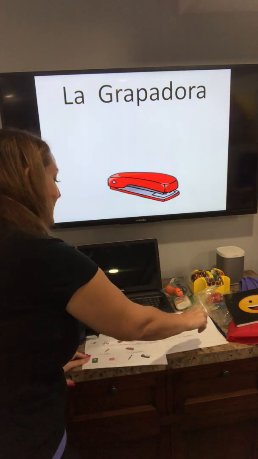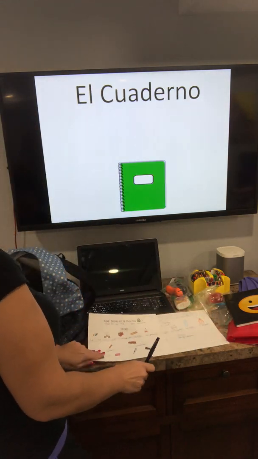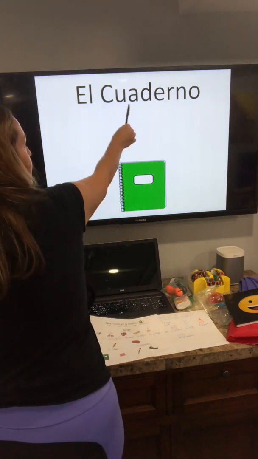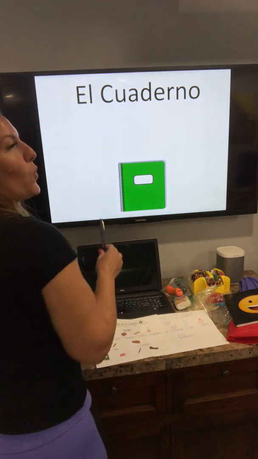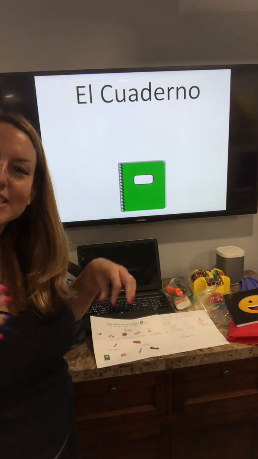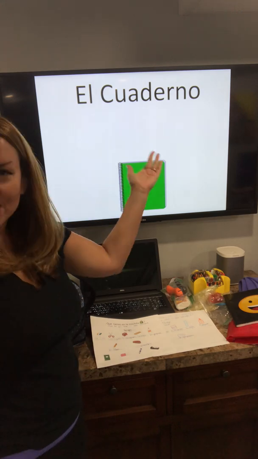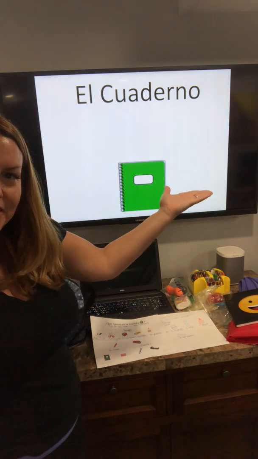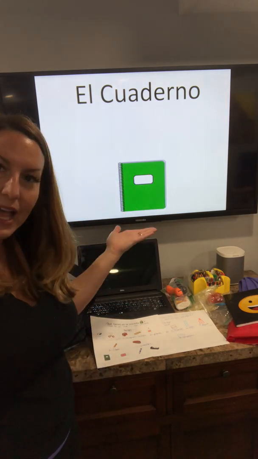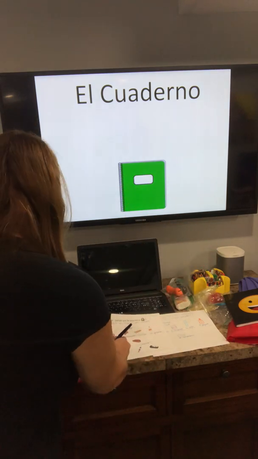For whatever reason, kids have a hard time saying this word. So this sound right here in Spanish is qua, qua. Like in Spanish, a duck doesn't say quack, quack. It says qua, qua. Okay? So, el cuaderno. El cuaderno. Try saying that at home. Cuaderno. Cuaderno. Good. So write that down now.